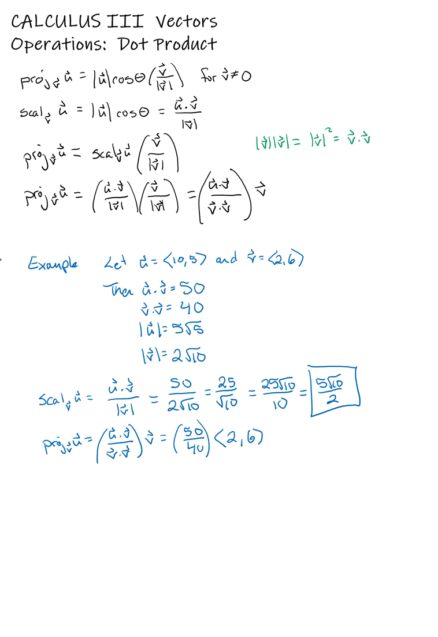So if we reduce this, 50 over 40 reduces to 5/4 times vector 2, 6. Remember, you can multiply a scalar times a vector simply by multiplying each component of the vector times the scalar. Reduce each of these, and we end up with the vector 5/2, 15/2. And there you go.